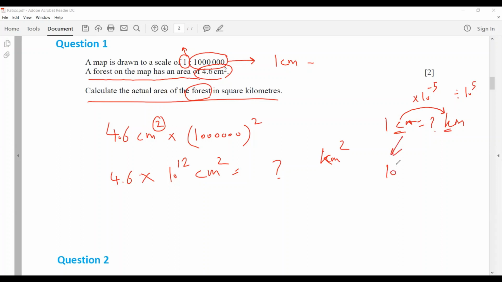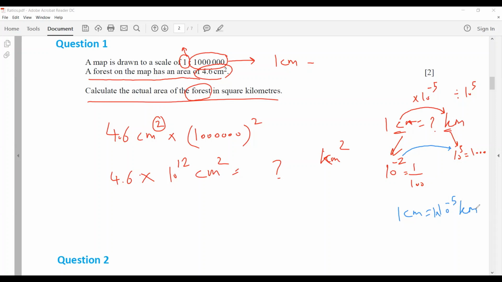Centi is 10 to the power of -2, or 1/100, and kilo is 10 to the power of 3, which is 1000. So if you want to jump from 10 to the power of -2 all the way to 10 to the power of +3, the index is 5, right? So the conclusion is that 1 cm is 1 times 10 to the power of -5 kilometers.